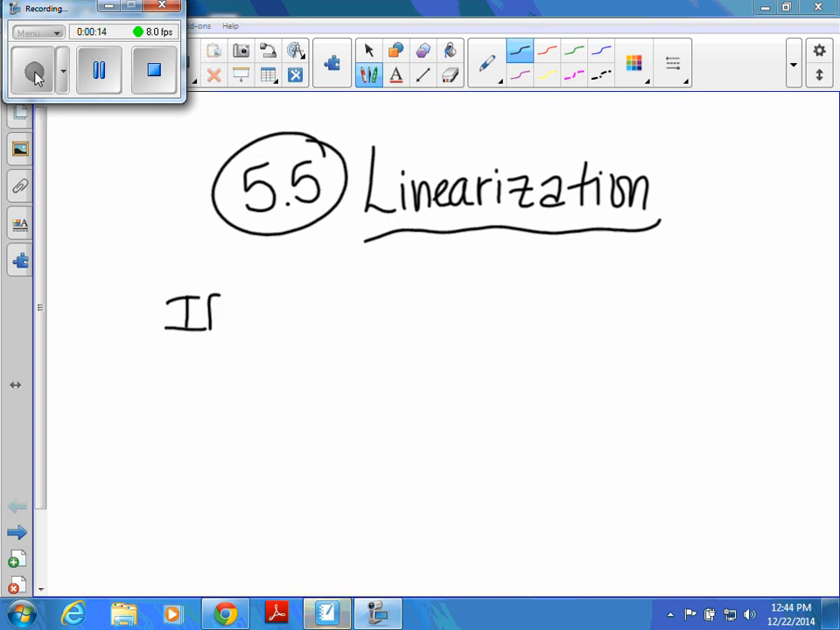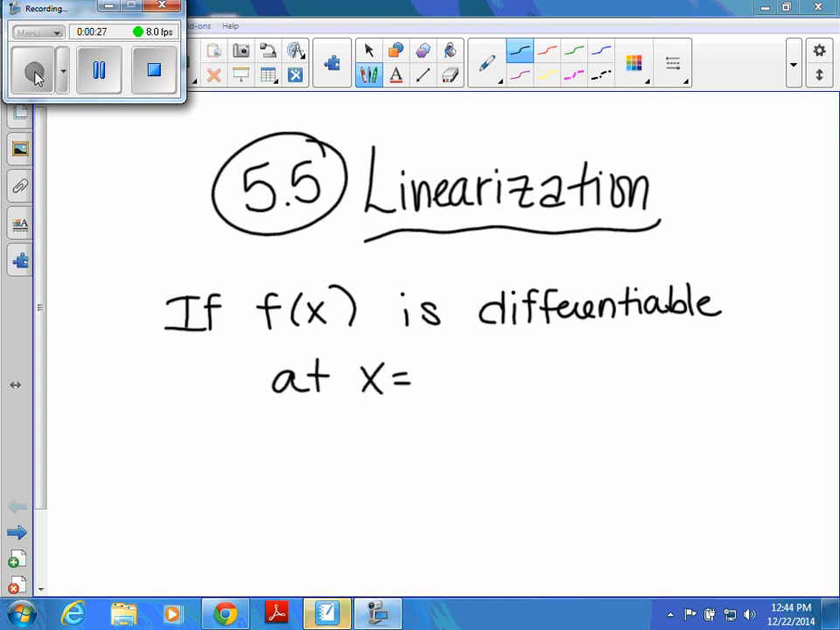If f of x is differentiable at x equals some a value. If some function is differentiable at x equals a, what does that mean? It means some function has a derivative at some x equals value. X equals 2, x equals 3. Got that so far? Then, here's the formula, the linearization formula.